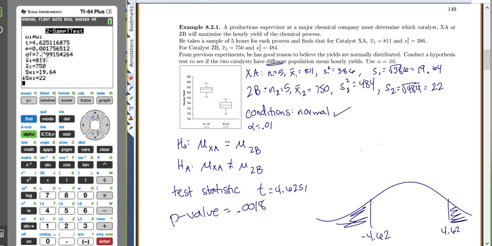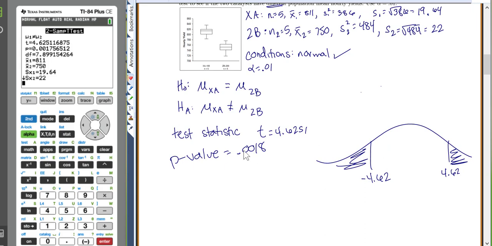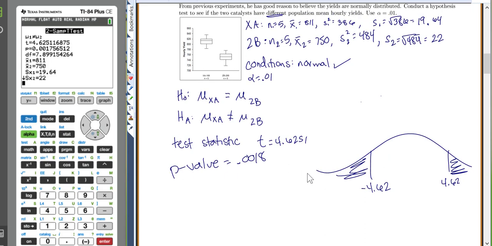This is what happens if you do the calculated version. It tells you your alternative is the two means were not equal. My test statistic is 4.62. My p-value is 0.00175 or 0.0018. And it just gives you the summary information again. So coming back over here, I have my p-value of 0.0018.